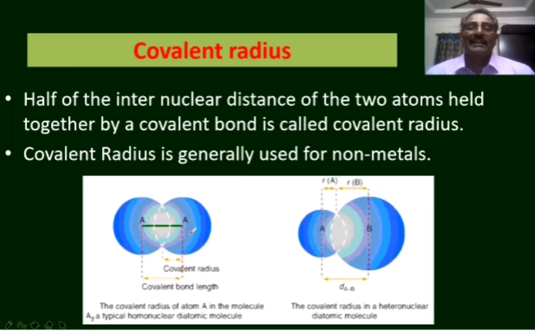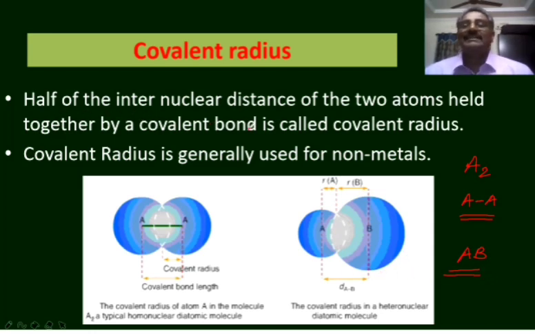For example, AA, the molecule A2. The molecule A2 is made up of the same kind of elements A and A, which are bonded together by a covalent bond. This kind of molecule is said to be a homonuclear molecule. If a diatomic molecule is made up of two different kinds of elements, A and B, that molecule is said to be a heteronuclear diatomic molecule.